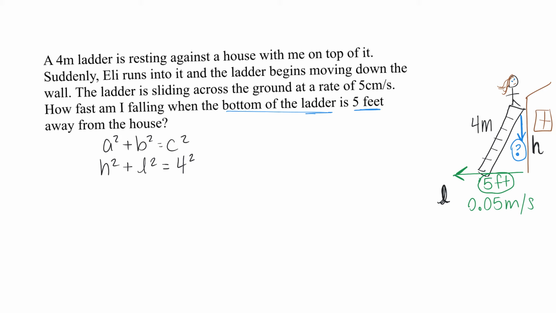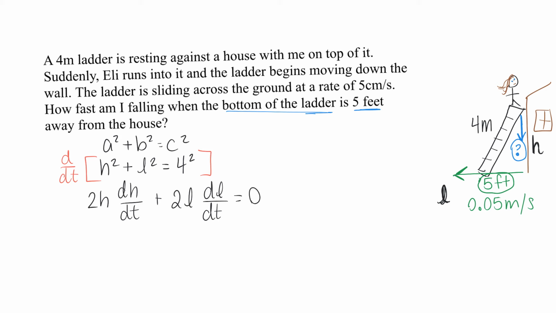Okay, we need to take the derivative of this because we're dealing with rates, and rate means derivative with respect to time. So we're going to take the derivative of all of this with respect to time, d/dt. When we do that, we get 2h dh/dt plus 2L dL/dt. That's that implicit differentiation. The derivative of 16, 4 squared, is 0. Now remember, we have several different variables. We have an h, a dh/dt, an L, and a dL/dt.